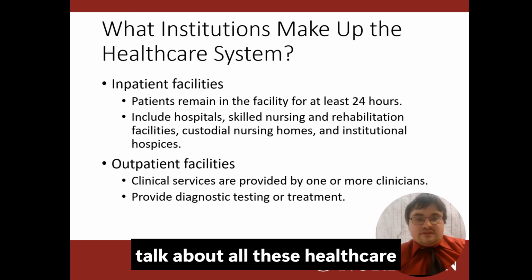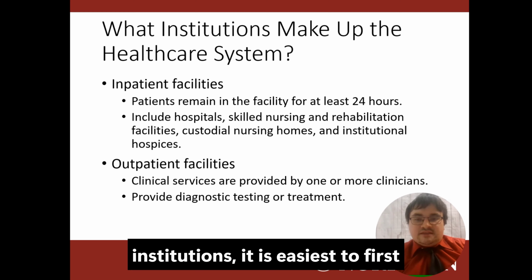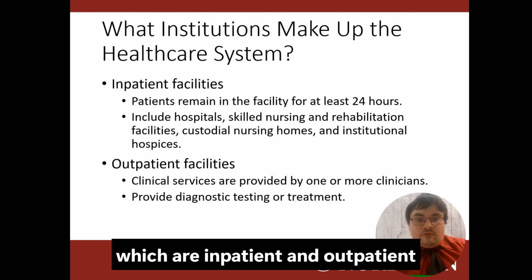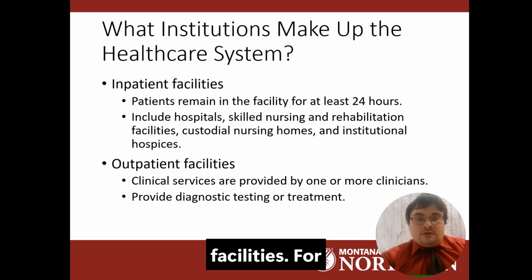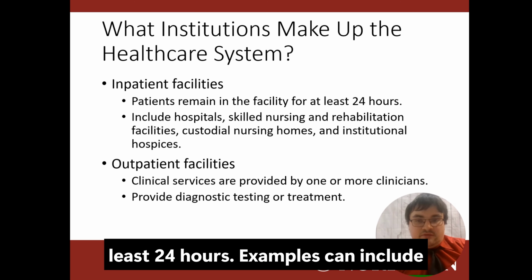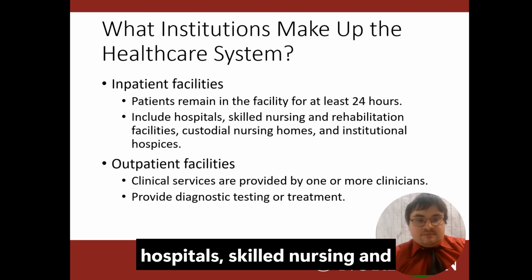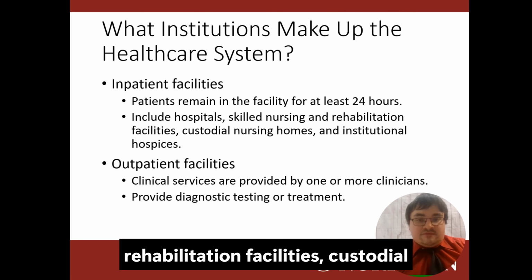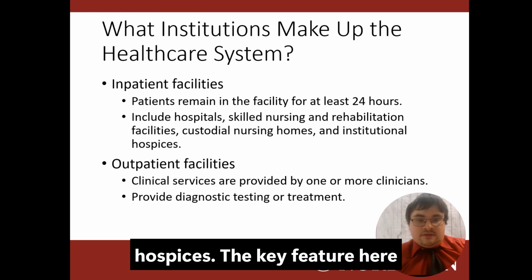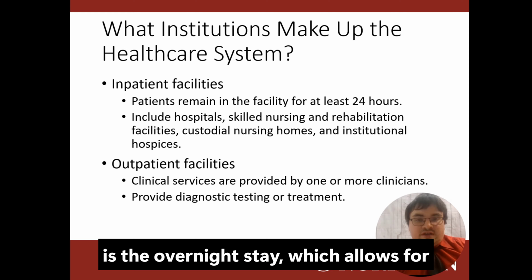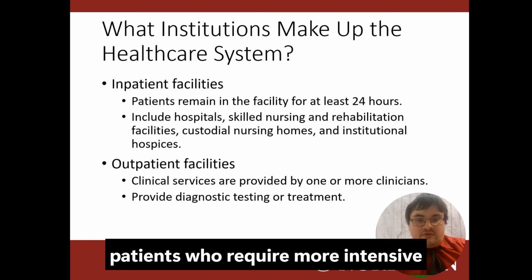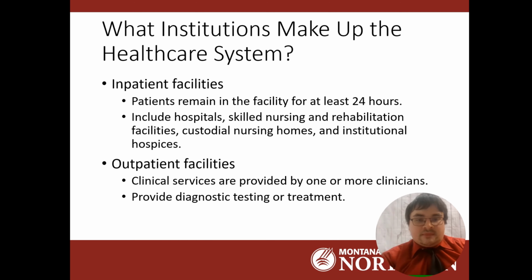Now, when we talk about all these healthcare institutions, it is easiest to first categorize them into the two main types, which are inpatient and outpatient facilities. Inpatient facilities are institutions where patients stay for at least 24 hours. Examples can include hospitals, skilled nursing and rehabilitation facilities, custodial nursing homes, and institutional hospices. The key feature here is the overnight stay, which allows for continuous care and monitoring of patients who require more intensive treatment or recovery time.